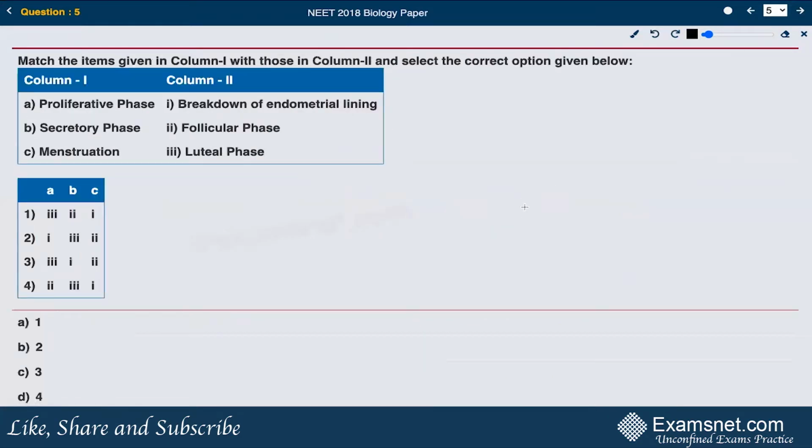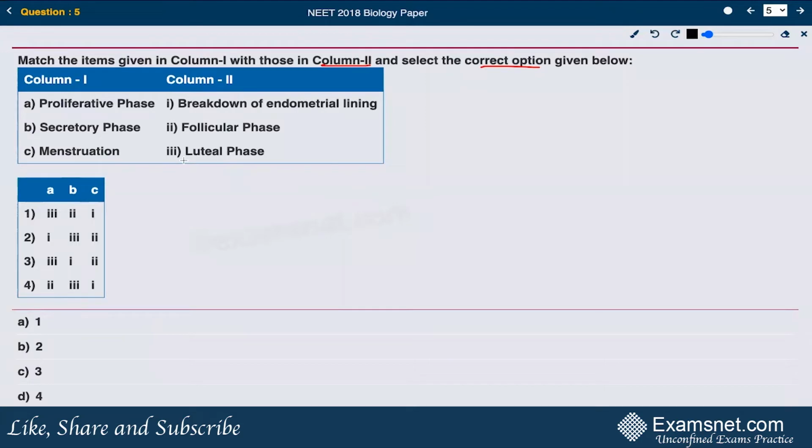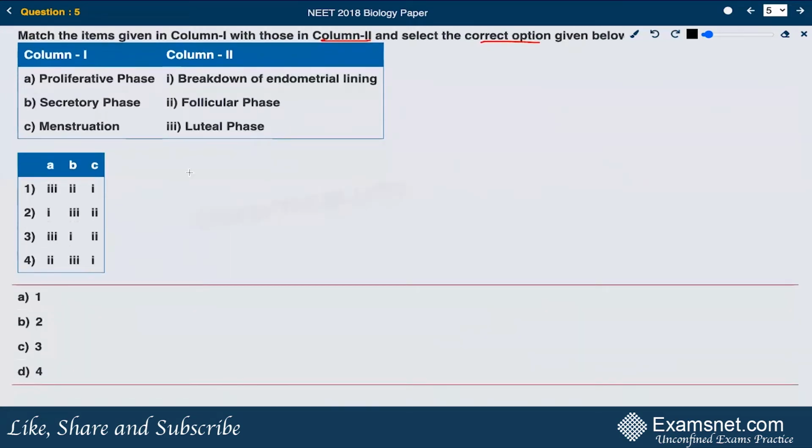Now, question number 5. Question number 5 says that you have to match the items given in column 1 with those of column 2 and select the correct option given below. Now again, there are 3 phases given: proliferative, secretory, and menstruation, and then breakdown of endometrial lining, follicular phase, and luteal phase. So this question is asked from your human reproduction chapter of your 12th standard again. Let us take a look at what the different phases are and what their important features are. All right. So the first phase is the proliferative phase.